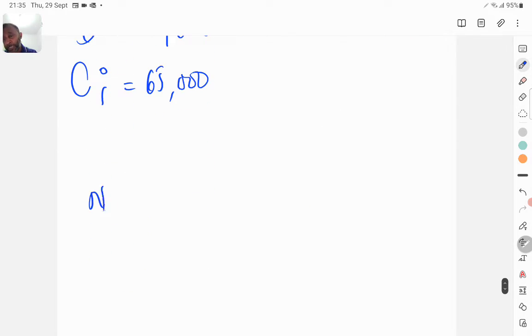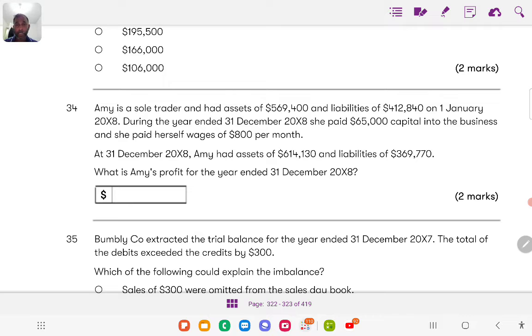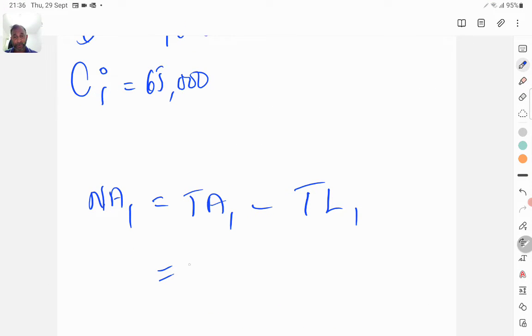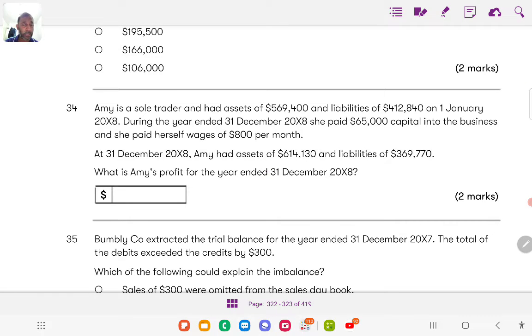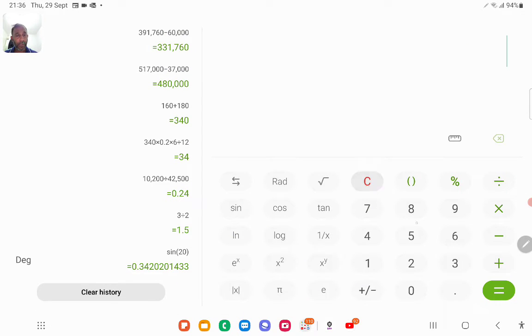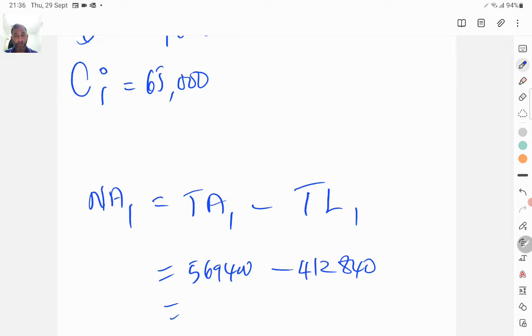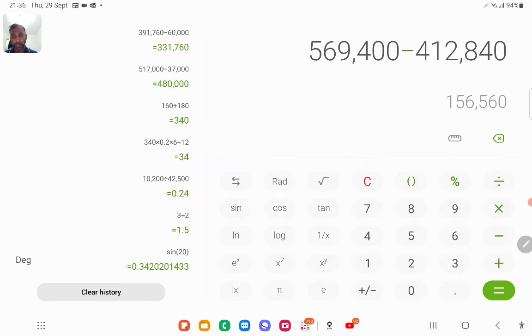Now we have to calculate net assets at the beginning. That will be total assets at the beginning minus total liabilities at the beginning. So let's find out. The total assets at the beginning is 569,400, minus the total liabilities, 412,840. So let's find out the difference here. 569,400 minus 412,840. So that results in how much? 156,560.